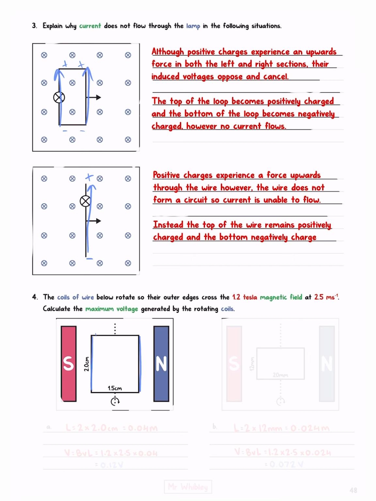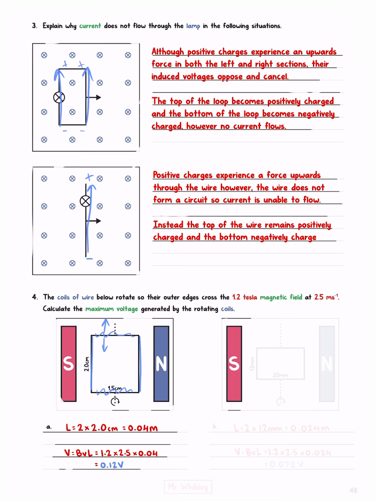The force on our charges in the top and bottom sections is in either this direction or that direction, in which there's no conductor for charges to flow, and so they don't contribute to the voltage generated by the coil. And so our length is 2 times our 2 centimeters, which is 0.04 meters. Knowing that our voltage is BVL, knowing our B, our velocity, and our L that we just found, we get 0.12 volts.